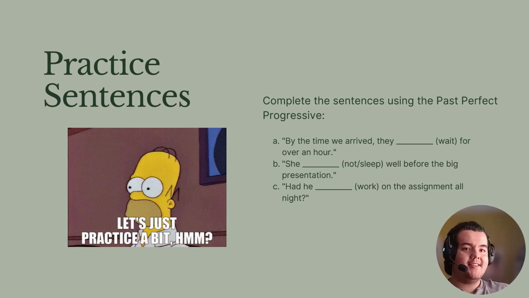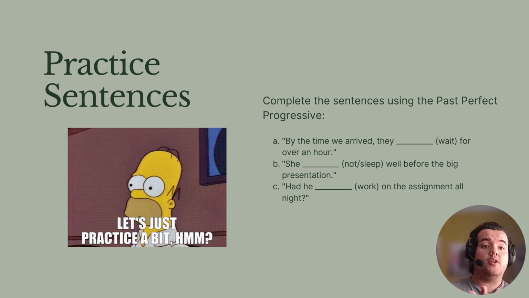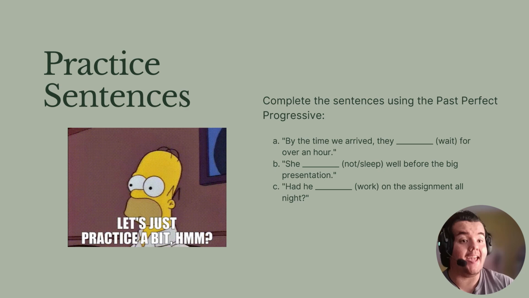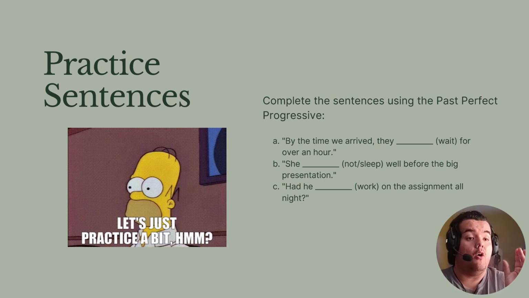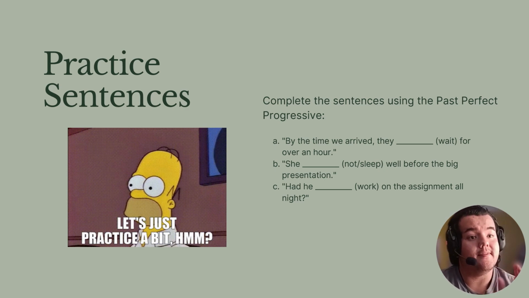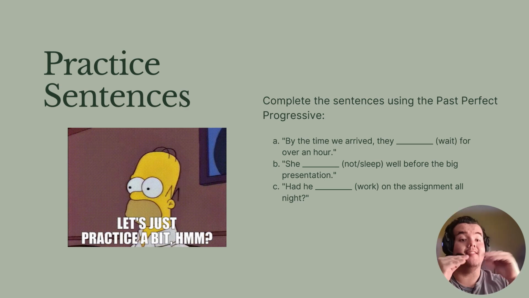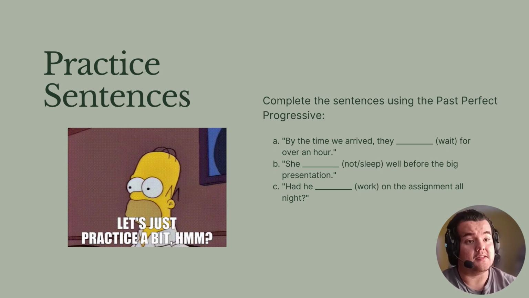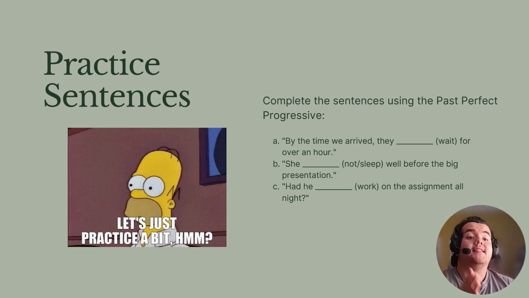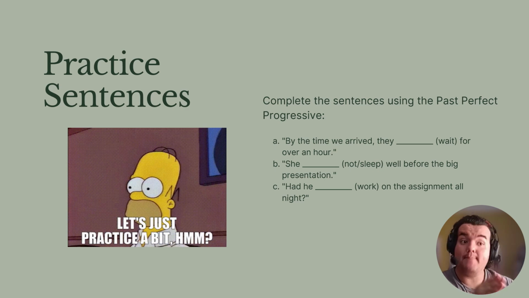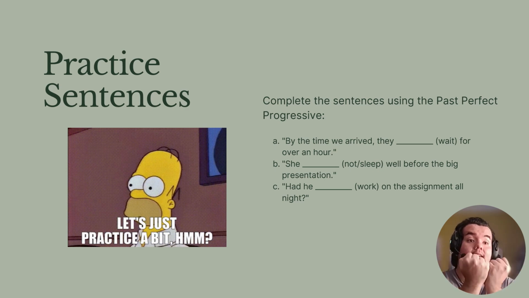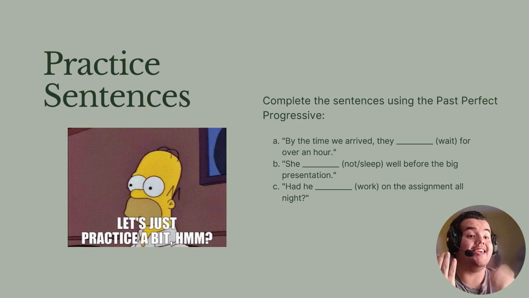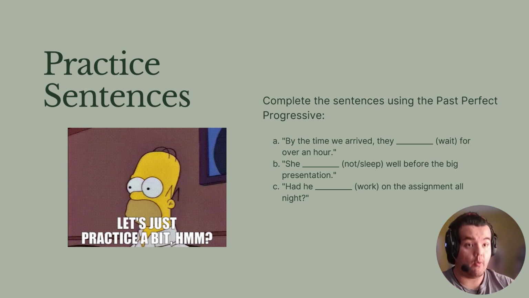So guys, let's practice. We got these examples over here. The first example is going to be: by the time we arrived, they, space. We got our verb there, that is wait. The wait is our verb. They, space, wait for over an hour. How can you finish this sentence? Easy. By the time we arrived, they had been waiting. Sorry, my bad, apologies. It is waiting for over an hour.